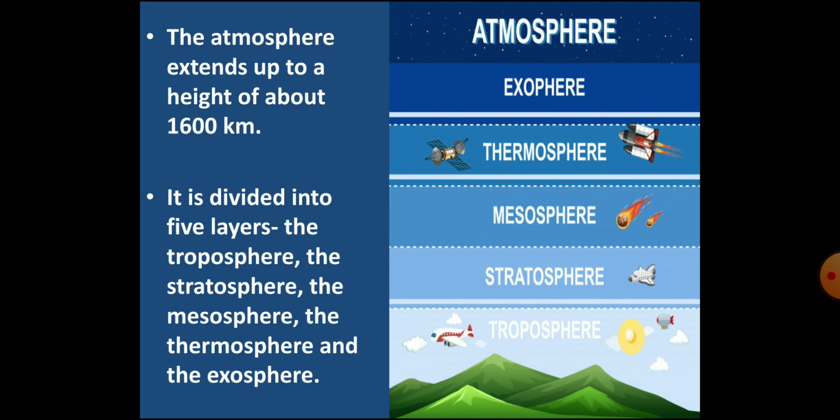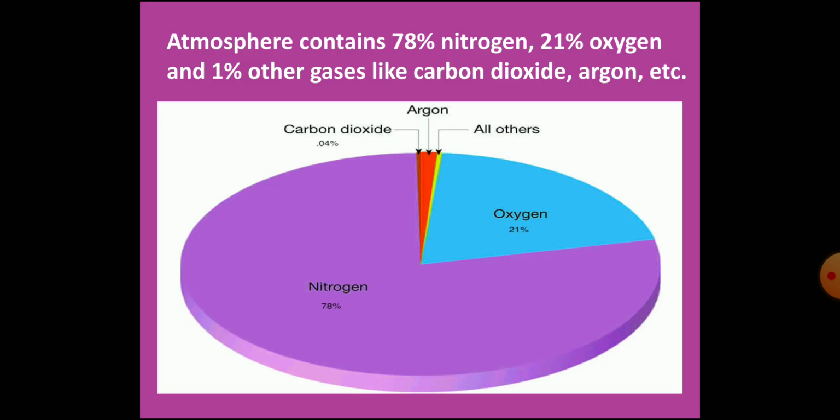The atmosphere is divided into 5 layers on the basis of its composition, temperature and other properties such as pressure, etc. These layers starting from the surface of the earth are the troposphere, stratosphere, mesosphere, thermosphere and exosphere.